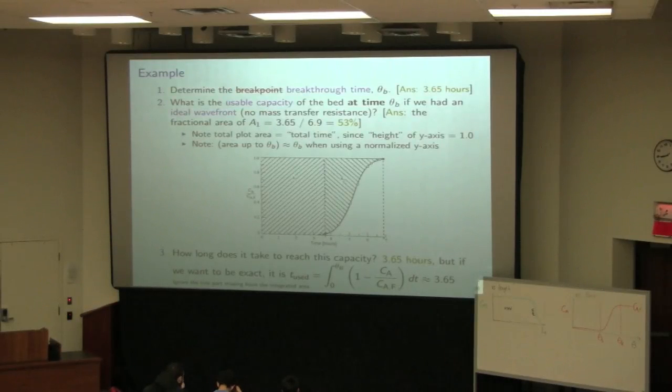There's a little bit of a pedantic issue that you sometimes see in some of the textbooks, saying, well, really that's not the usable capacity, because essentially that little piece of triangle over there, I really should have integrated that, and I didn't. So it's really not too much of a deal. Essentially, just use it as 3.65 hours.